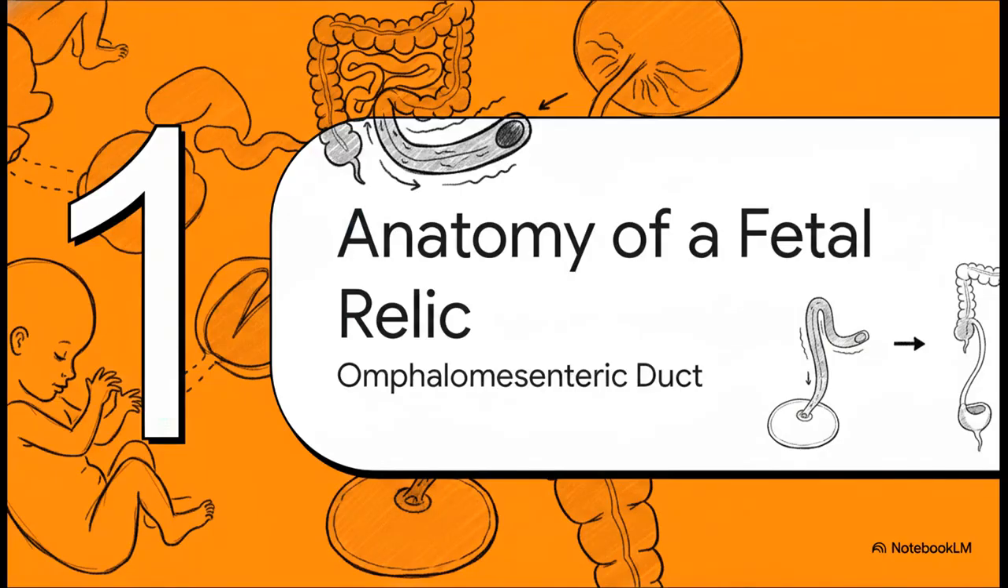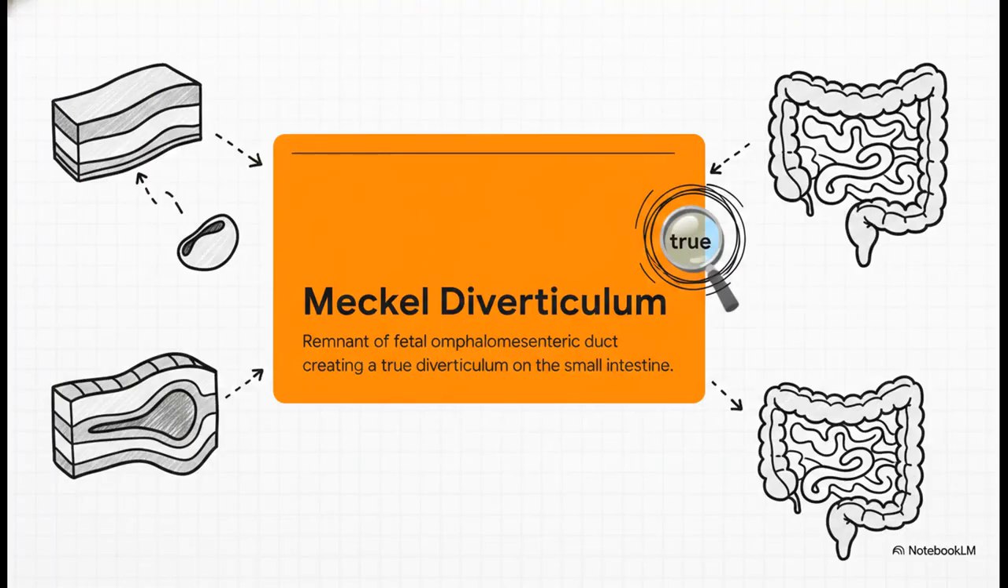Okay, let's jump right into Section 1, Anatomy of a Fetal Relic, the omphalomesenteric duct. To really understand Meckel's diverticulum, we kind of have to travel back to fetal life for a second. During early development, you've got this omphalomesenteric duct. Its job is to connect the yolk sac with the primitive midgut to provide nutrition. Normally, right around the 5th to 7th week of gestation, the placenta takes over and this duct just obliterates. It completely disappears. But sometimes, it doesn't.